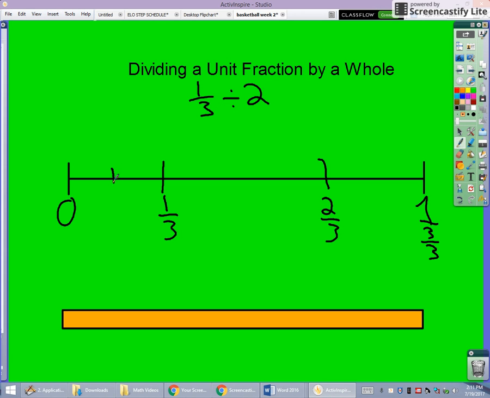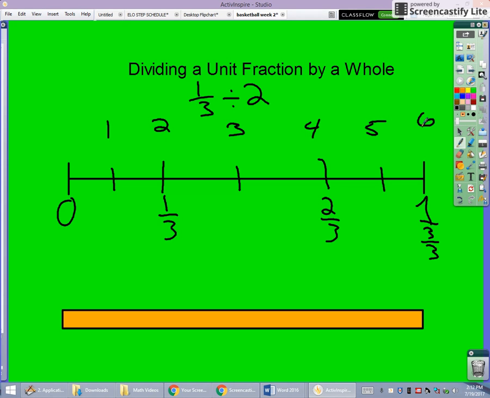So I will partition this in half, and then I will partition this third in half, and this third in half. Let's go ahead and count how many partitions we have. 1, 2, 3, 4, 5, and 6.